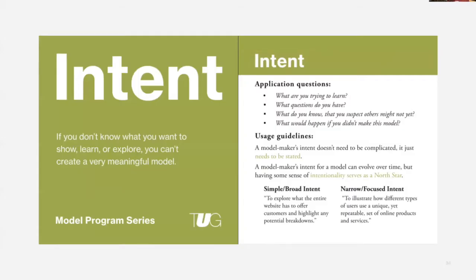We start with the intent. Because if you don't know what you want to show, learn, or explore, you cannot create a very meaningful model.